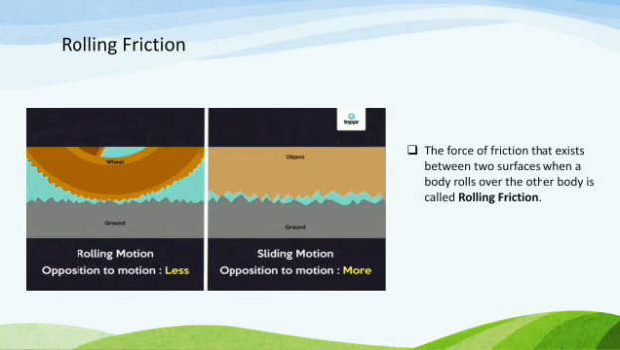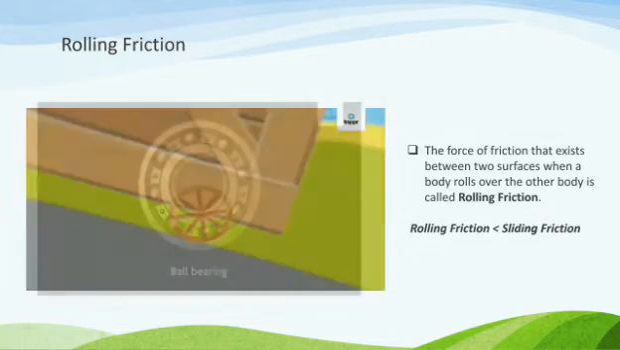So students, see the definition of rolling friction. The force of friction that exists between two surfaces when a body rolls over the other body is called rolling friction. Okay. Then the rolling friction is always smaller than the sliding friction. That means rolling friction is always less than the sliding friction and also less than the static friction. Okay? Are you getting the points? Yes, good.